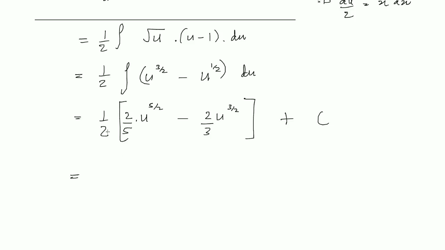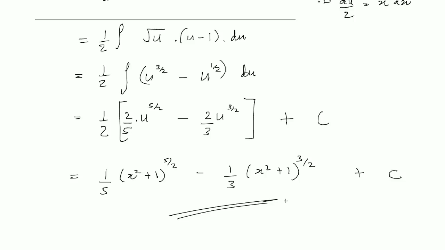And for the final result, all we have to do is replace the u with x squared plus 1. And I can also cancel out the half with these 2's. So I'll have 1 over 5 (x squared plus 1) to the power 5 halves minus 1 over 3 (x squared plus 1) to the power 3 halves. Now the 2's over here got cancelled with this half. And I have my plus constant of integration, which is the final answer.